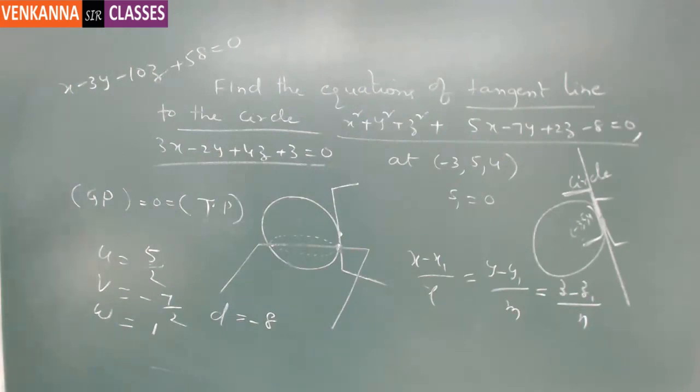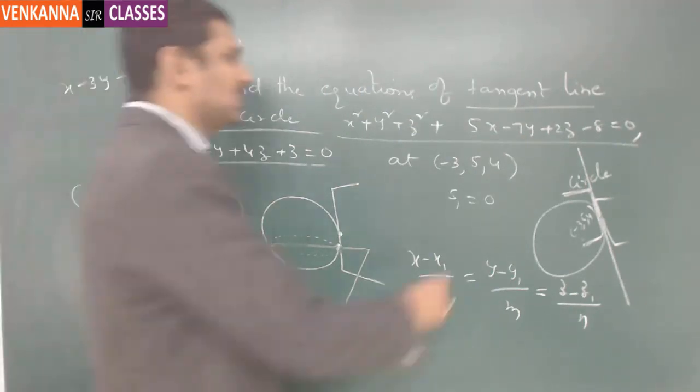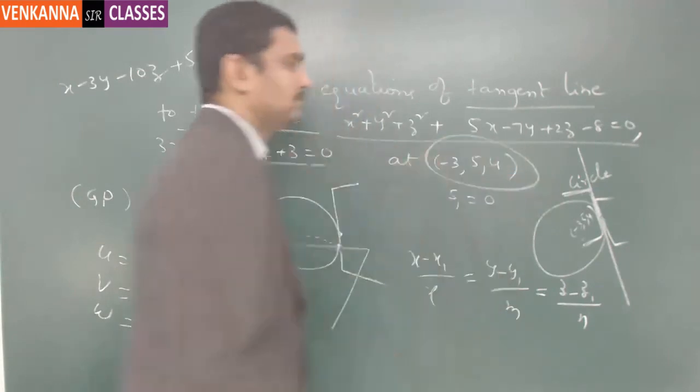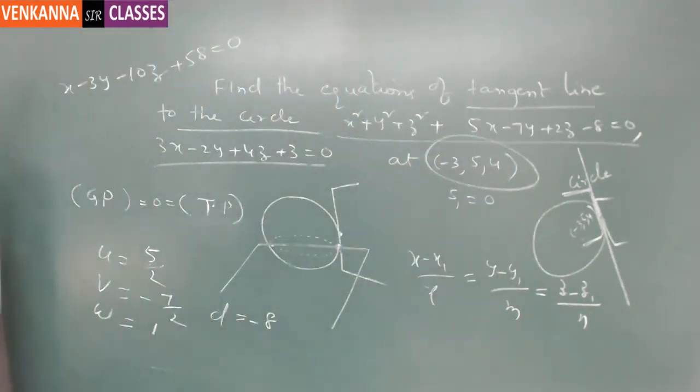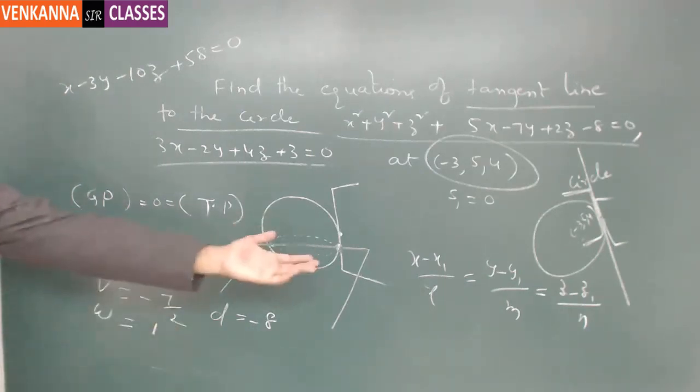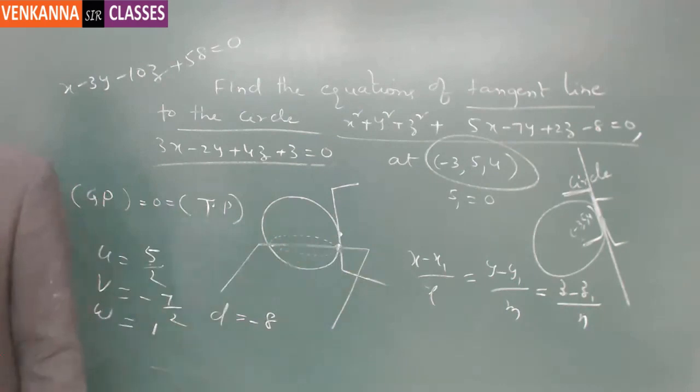Now what happens? (x1, y1, z1) is nothing but the point on the tangent line. Obviously, the point is nothing but this: (-3, 5, 4). The next thing we need to calculate is the DCs or DRs, the element values.